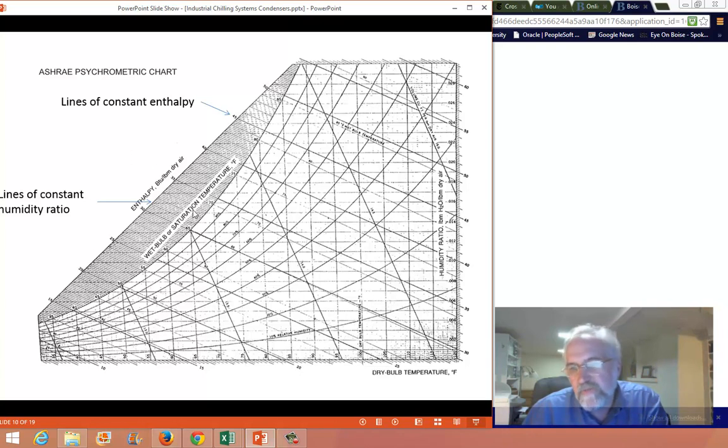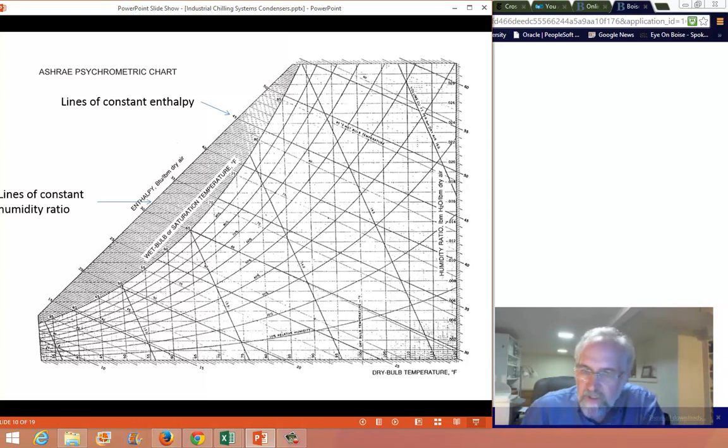These slanting lines here that are kind of 45-degree angles, those are lines of constant enthalpy. And these more steep lines are volume ratios. Not as interesting. So the main things we want to look at are lines of constant dry bulb temperature, lines of constant enthalpy, lines of constant humidity ratio. Any point on here is a state, a thermodynamic state. So all you have to do is specify two of these various quantities, and it specifies a state.